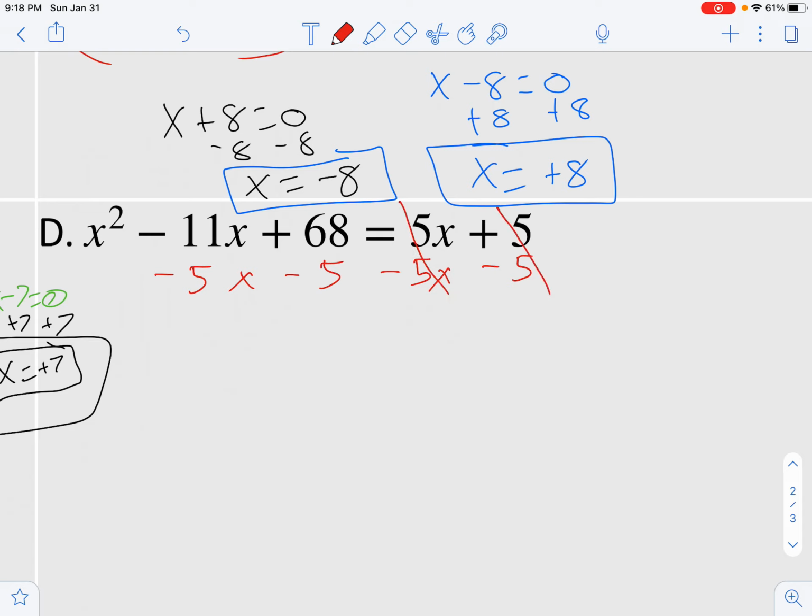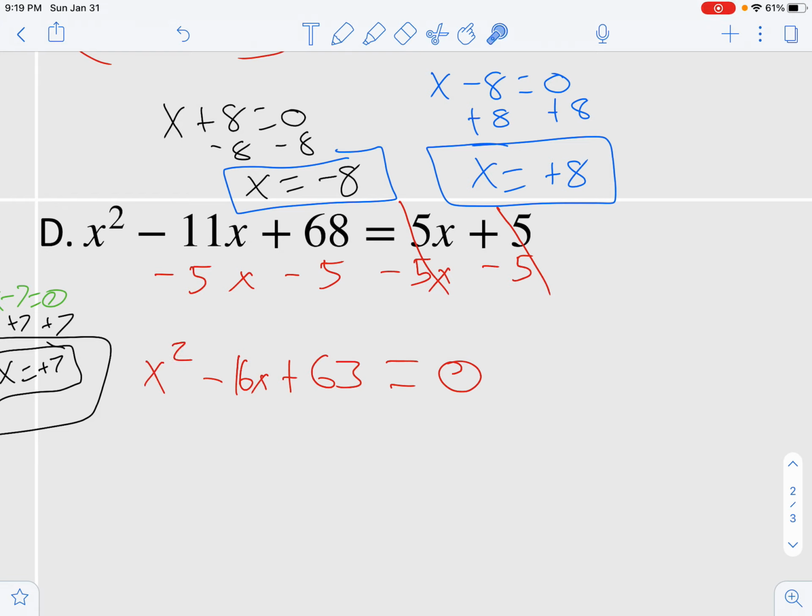So check this out. These cancel out to make 0. 68 minus 5 should give me 63. Negative 11x and negative 5x will make negative 16x. And x squared is just chilling.